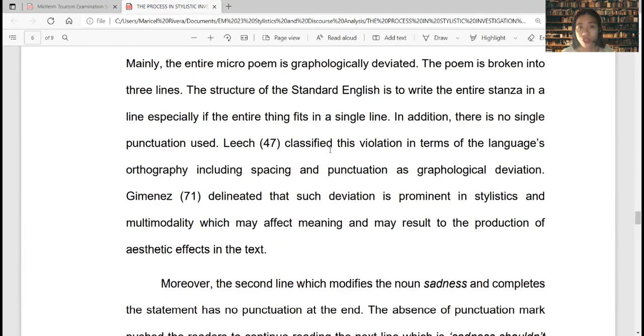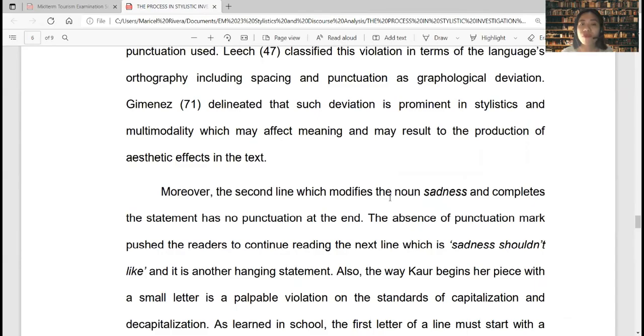So moreover, nagkuha ko sa first line pa to siya and the entire line because may graphological deviation din sa line 1 but the entire poetry, no? Moreover, the second line, which modifies the noun sadness and completes the statement, has no punctuation at the end. So, wala gi punctuation. The absence of punctuation mark is pushing the readers now to continue reading the next line. Di ba pag walay punctuation, walay closure. So, pag walay closure, mangita ba. If there is no closure, you would always seek for, is there still something going on? So, we are going to look for something until we can find a closure.